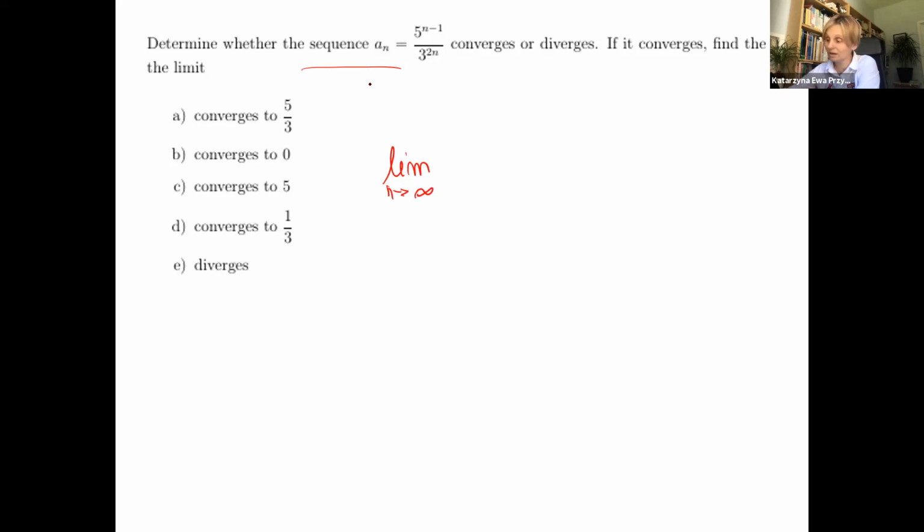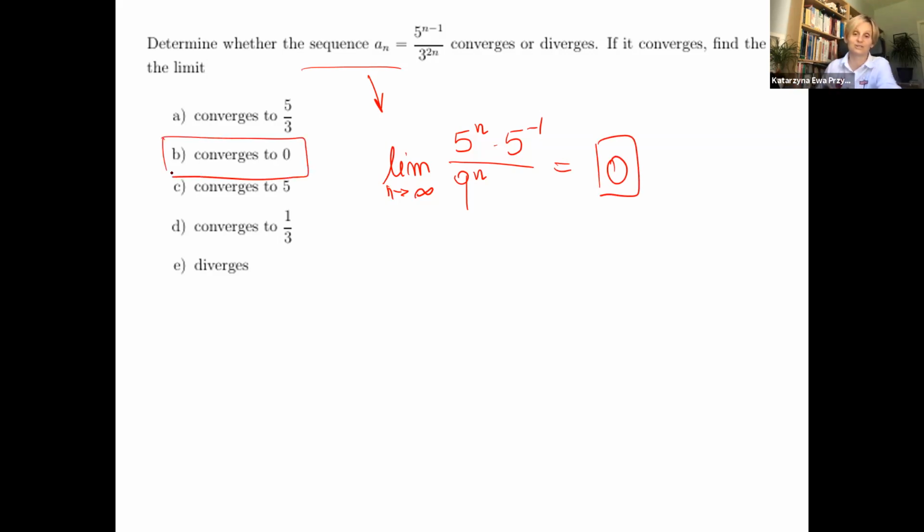Because we're not using any test, we're just finding the limit, and definitely the denominator grows faster. The answer is 0, it converges to 0. We have to be careful with this 5/9. It's just telling us that this expression, 5/9 to the power of n, will approach 0. Okay, that's good.